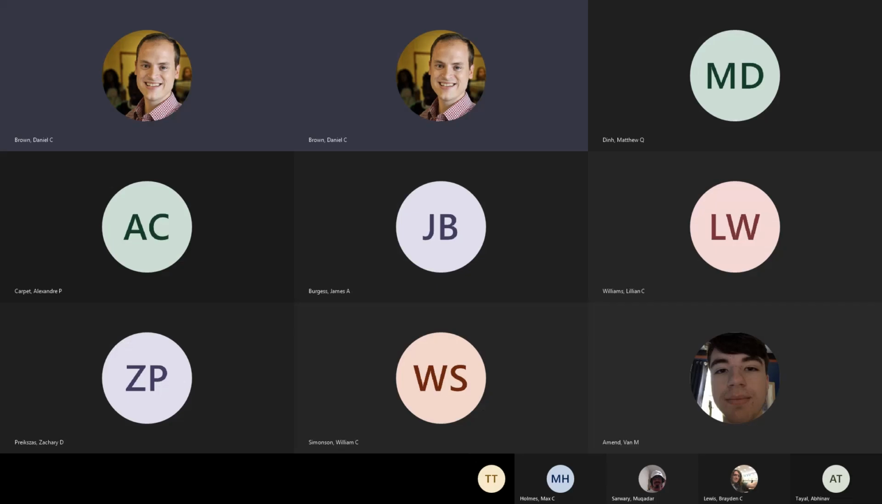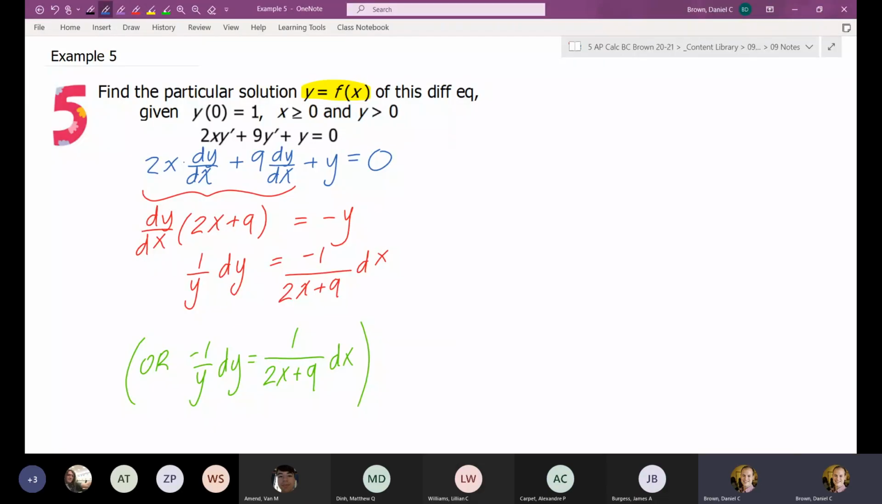I definitely rewrote the y prime as dy/dx. You can't really separate it unless you look at it written in that notation. I have two terms that both have a dy/dx in them, so I factored out the dy/dx and then separated my variables. So, looking at what happens, multiplying both sides by dx, and I basically divided by the 2x plus 9, and then I divided both sides by y.